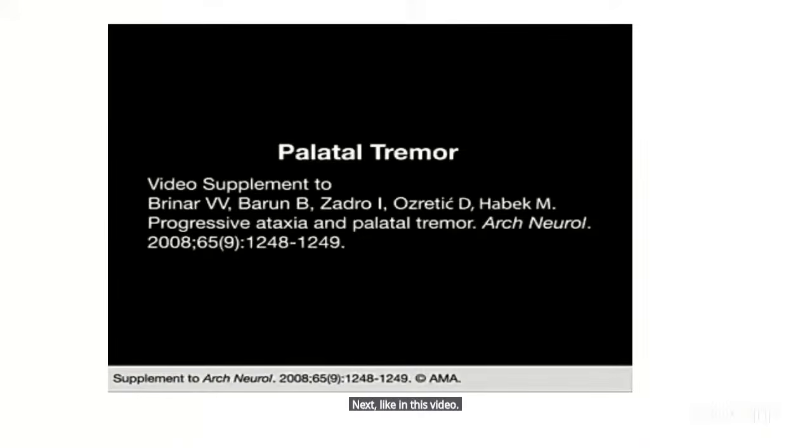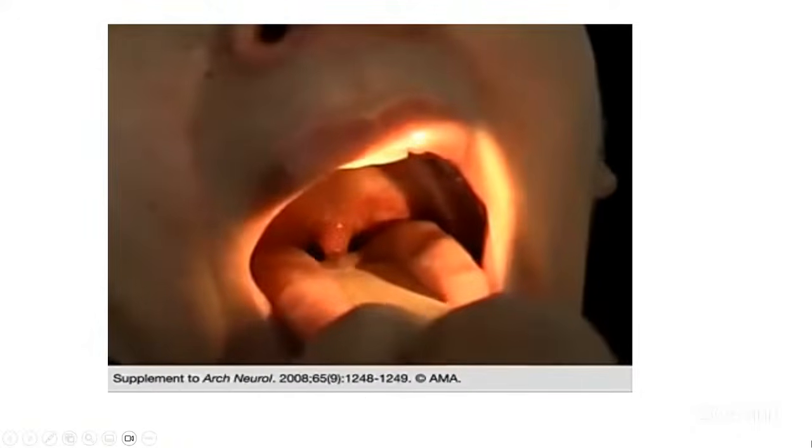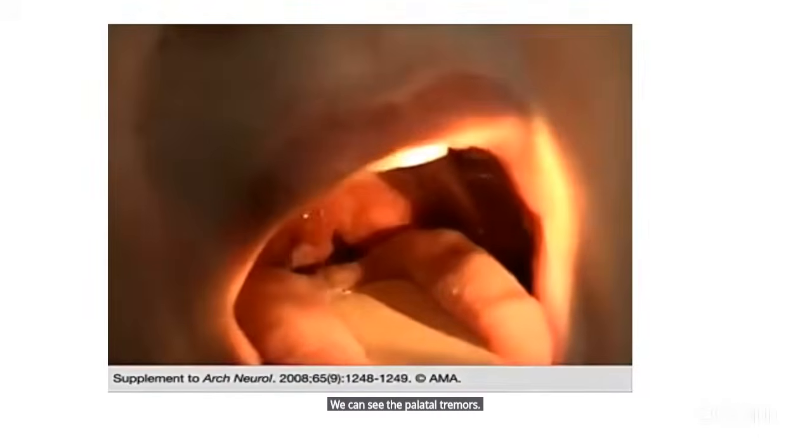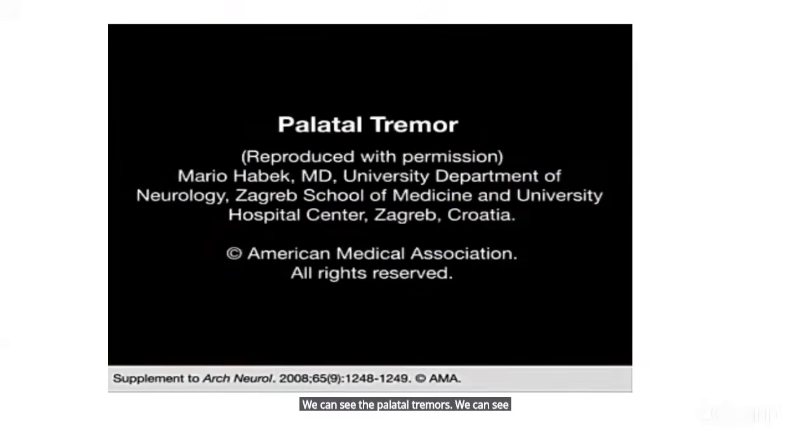Next. Like in this video, we can see the palatal tremors. We can see the movement of the palate.